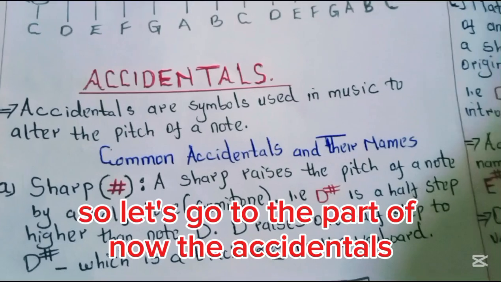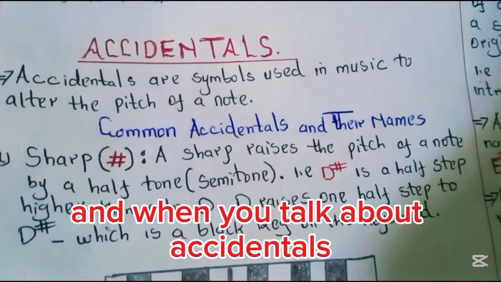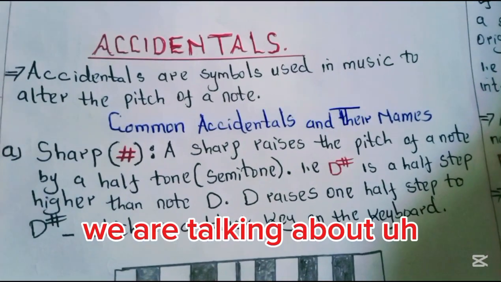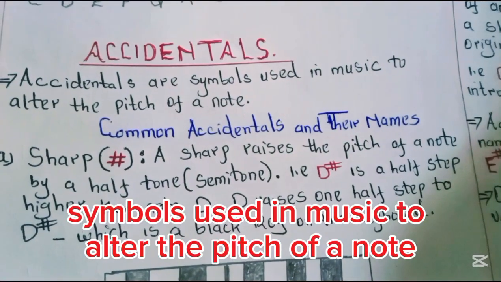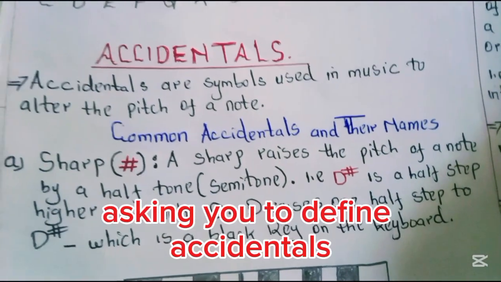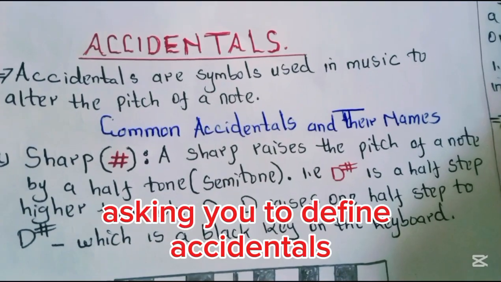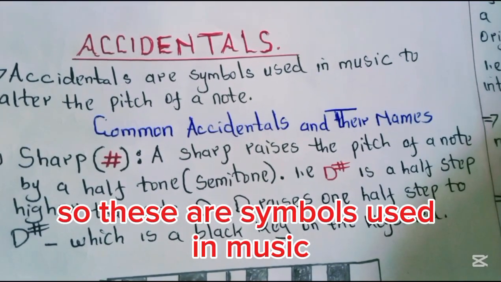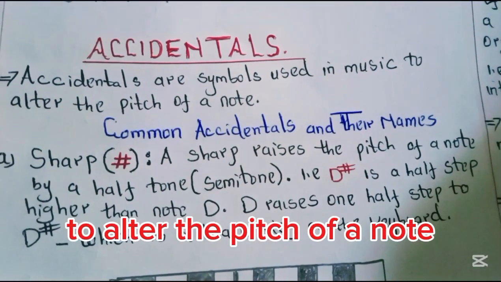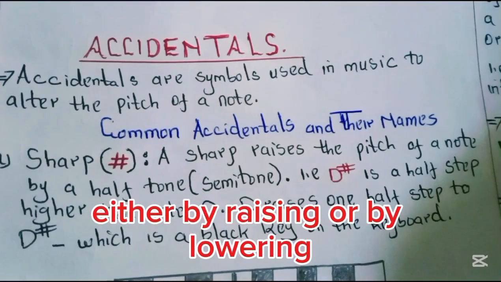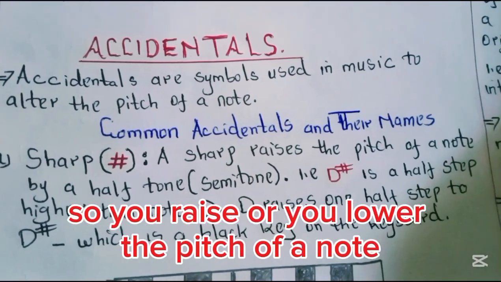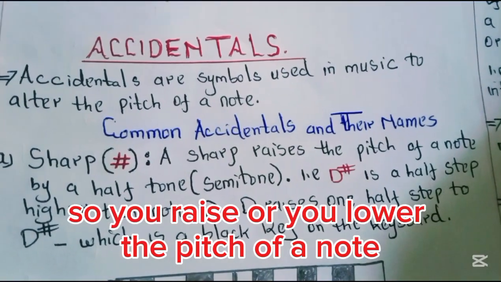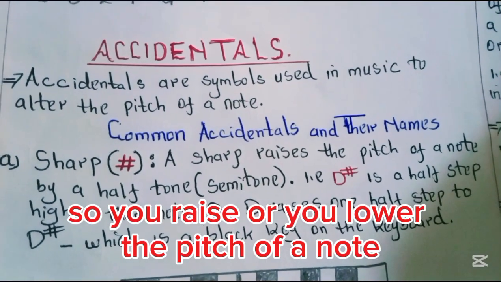So let's go to the part of the accidentals. When we talk about accidentals, we're talking about symbols used in music to alter the pitch of a note. So you will find a question asking you to define accidental. These are symbols used in music to alter the pitch of a note, either by raising or by lowering. So you raise or you lower the pitch of a note.